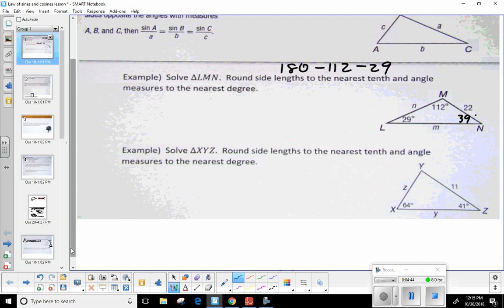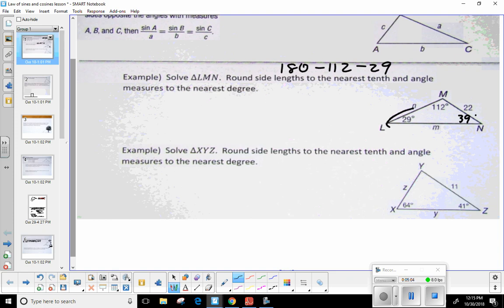Okay, so sometimes you don't even have to do anything fancy to find that missing angle. If you've already got 2, just subtract what you have from 180. Very easy. Now, here's what I'm referring to when I say a pair. In order to use the law of sines, you have to have an angle measure. Well, we have all three, and you have to have a side length across from one of those.